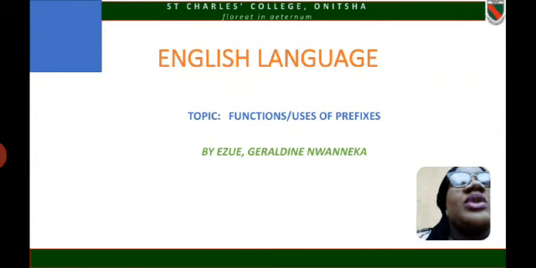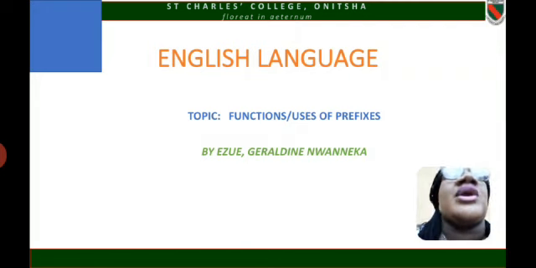Previously, we looked at prefix and we defined prefix as a morpheme added to a root word to form another word or to modify its meaning. We also looked at examples of prefixes like il, im, un, and so on. Then we looked at the meaning of these prefixes. For example, anti means against.